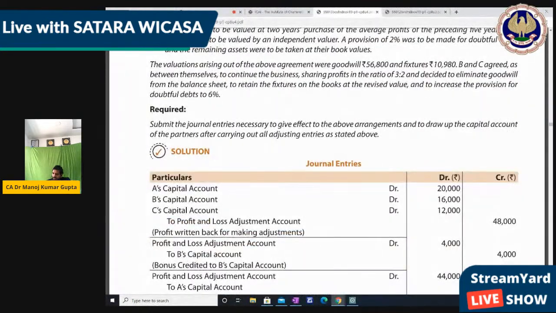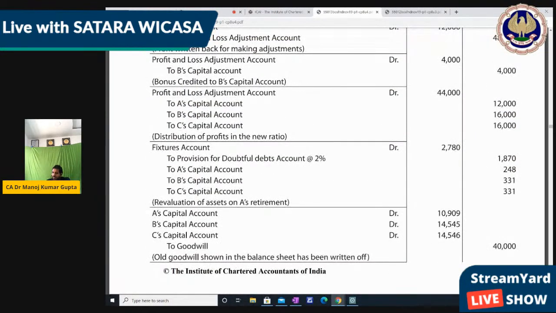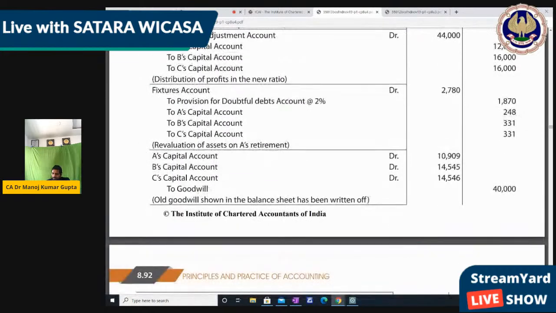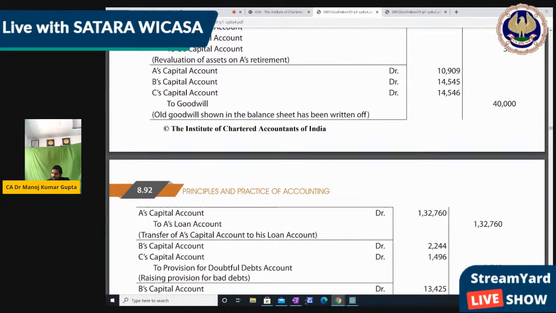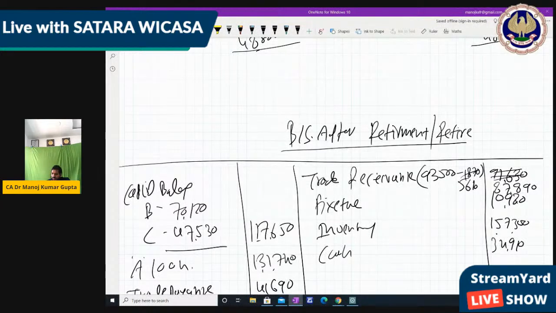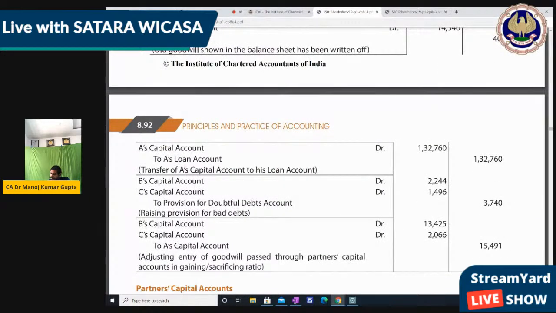So we can cross-check some part of the answer. For the P&L adjustment, they had distributed 44,000. Fixtures revaluation they had made, right? Goodwill account they had adjusted. Goodwill they had written off for 40,000. Then they had raised goodwill. A's capital and loan 132,760. Ours is 131,740, so our loan amount is different from this. Okay. For doubtful debt 3740, B capital, A capital, that is for goodwill. So that goodwill treatment 15,491.